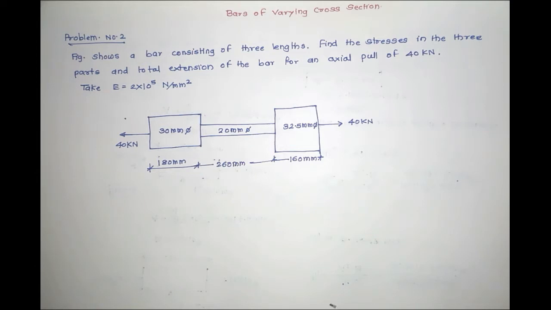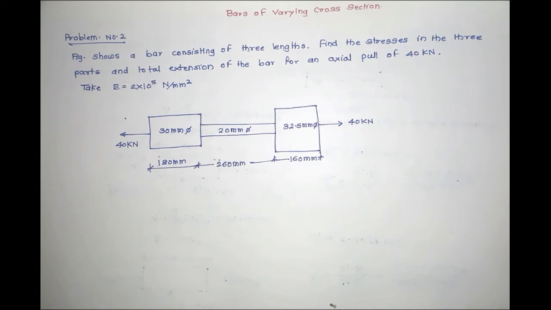Today we are going to solve problem number 2 based on bars of varying cross section. The figure shows a bar consisting of 3 lengths. Find the stresses in the 3 parts and the total extension of the bar for an axial pull of 40 kilonewton. Take the value of Young's modulus, E, equal to 2 into 10 to the power 5 Newton per millimeter square.